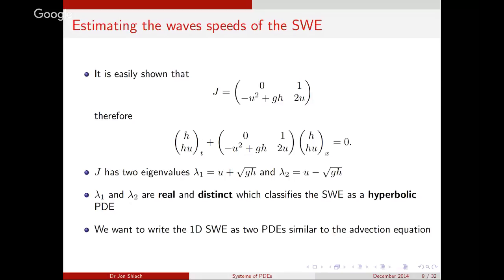Oh, I've also switched them around. So I've moved the GH to the front. So I could have written minus U squared plus GH, it doesn't matter. That's when I said it could easily be shown that. That's just giving you a bit of a breakdown of how we did that. Okay, so that's where that comes from. In this case, I've written it as minus U squared plus GH.